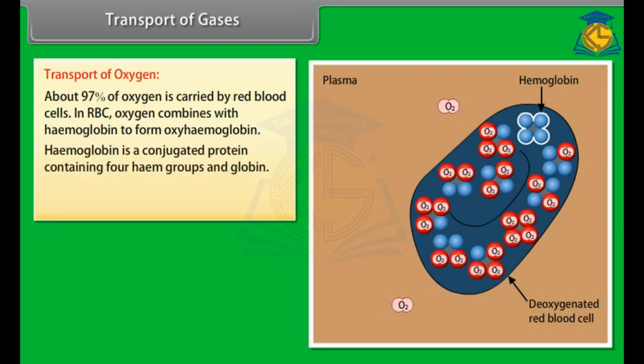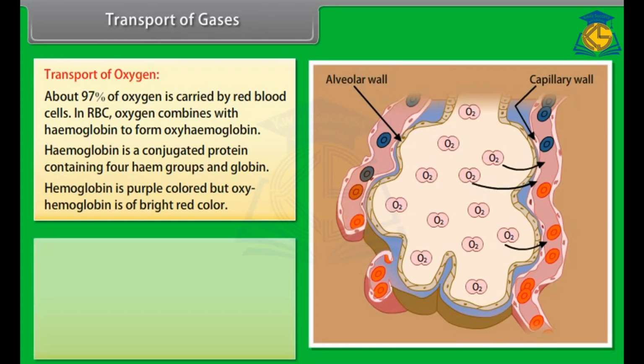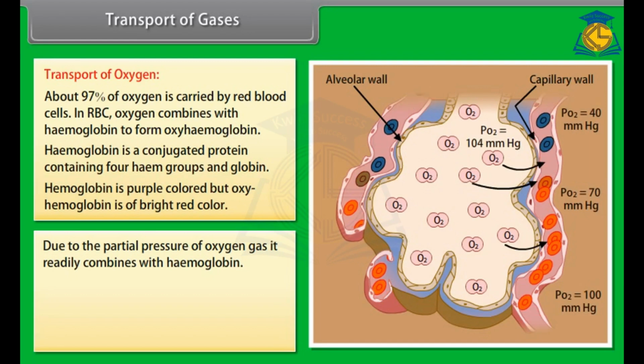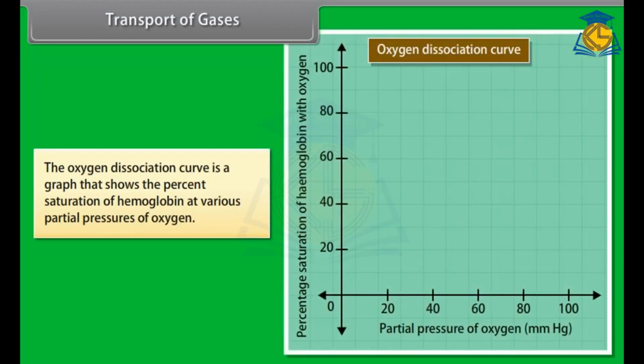Hemoglobin is a conjugated protein containing 4 heme groups and globin. Hemoglobin is purple-colored, but oxyhemoglobin is of bright red color. Due to the partial pressure of oxygen gas, it readily combines with hemoglobin. The binding of oxygen to hemoglobin also depends upon partial pressure of carbon dioxide, hydrogen ion concentration, temperature, and various other factors. The oxygen dissociation curve is a graph that shows the percent saturation of hemoglobin at various partial pressures of oxygen.